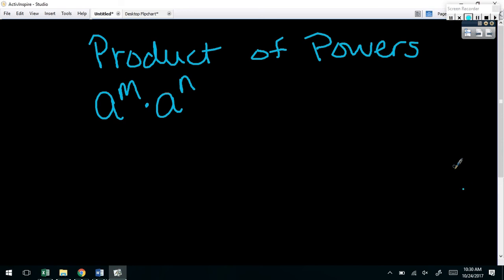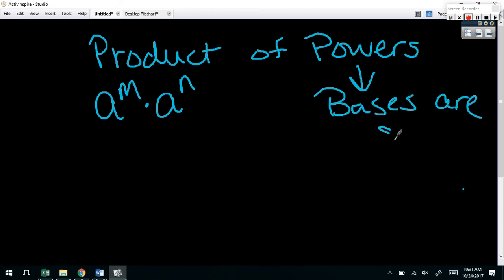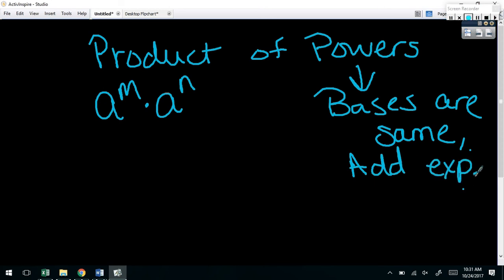Here's the key to this one, and you need to write this somewhere big so you see that the only time this works is when the bases are the same. Notice here my bases are the same. What are the bases here? A. So if you're multiplying and you have the same base, then guess what you can do with those exponents? You just add.